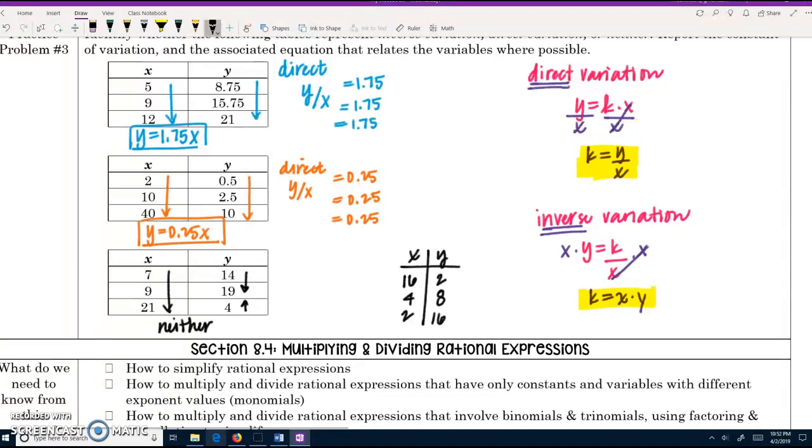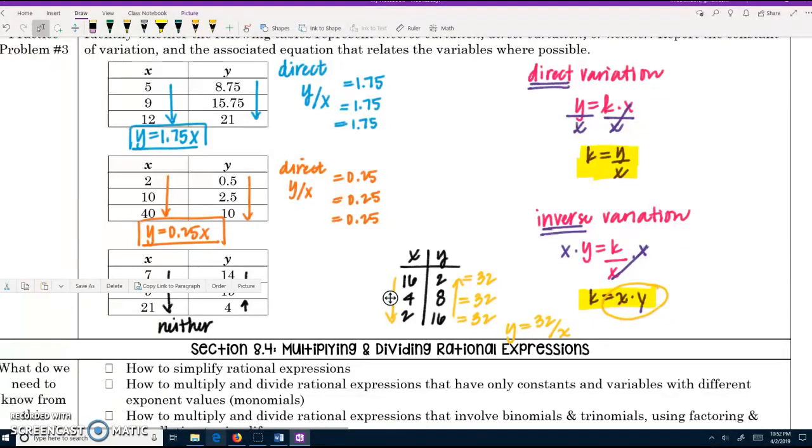So in this case, my x values are going down. My y values are going up, though they're going the opposite direction. And so I could check for my k value by multiplying x and y together. So here, 16 times 2 would be 32, 4 times 8 would be 32, 2 times 16 would be 32. So that one would be an inverse equation, with the relationship of y equals 32 over x.